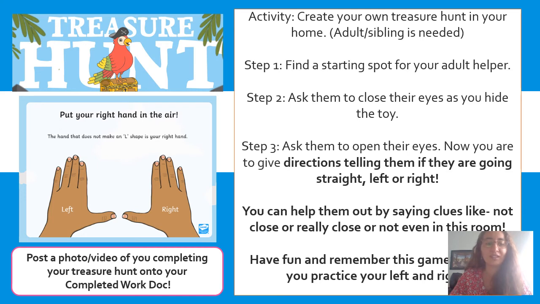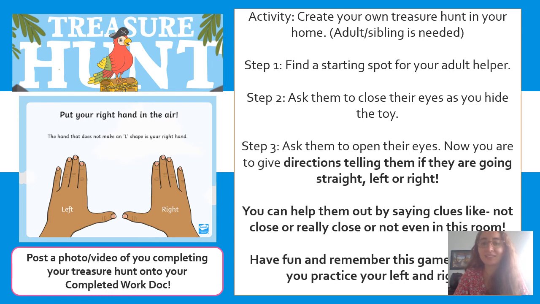With the treasure hunt, step 1, find a starting spot for your adult helper. So if you're playing with your sister, your brother, or an adult at home, give them a spot to start. While they're waiting there, they'll close their eyes. They don't need to count because it's not hide and seek, but you'll get them to close their eyes so they don't see where you are going to hide your very special toy. So you'll get this toy, hide it in your house or hide it in the room.